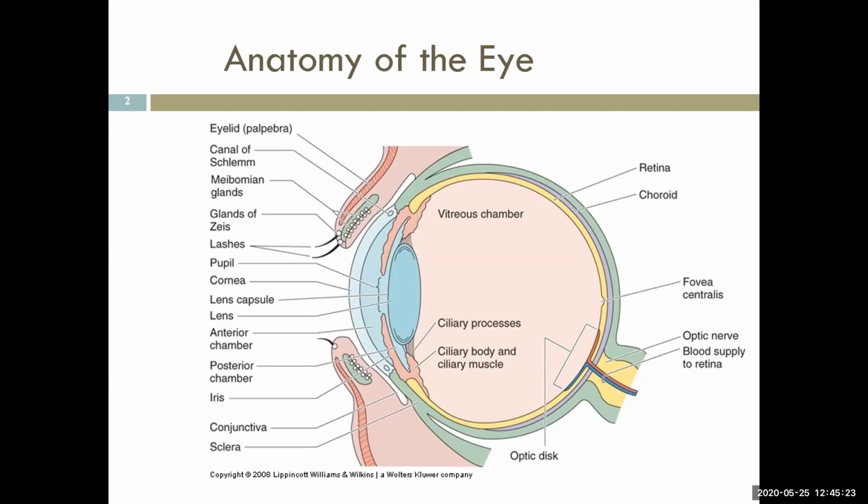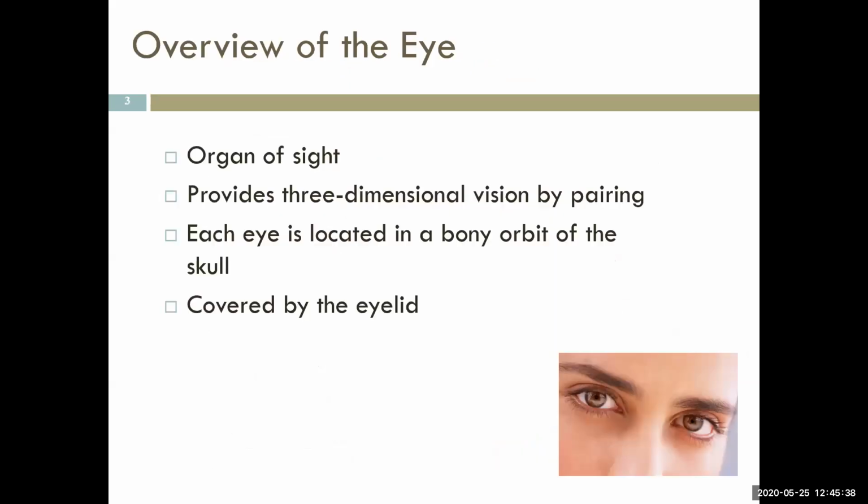It has two chambers. It has what we consider the anterior chamber that contains water fluid called aqueous humor, and a posterior chamber that contains a gelatinous fluid called vitreous humor. Each eye is located within a bony orbit of the skull, and that's to help protect the eye.